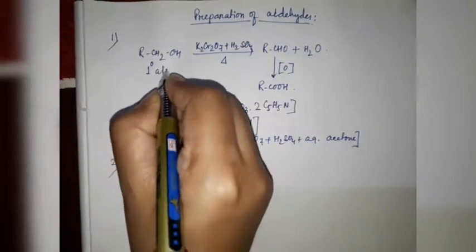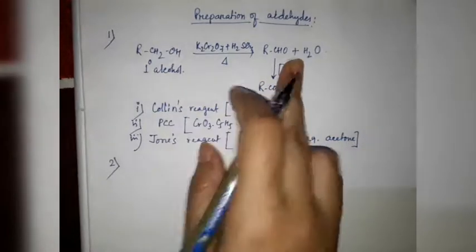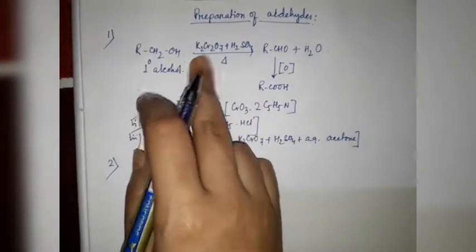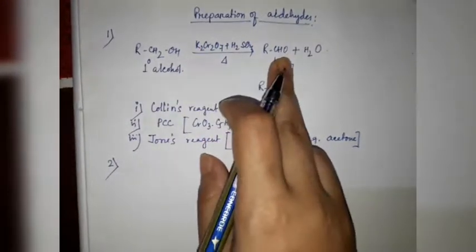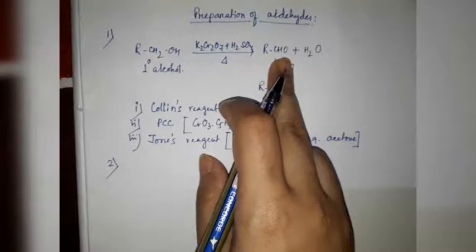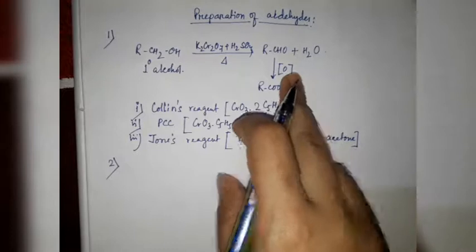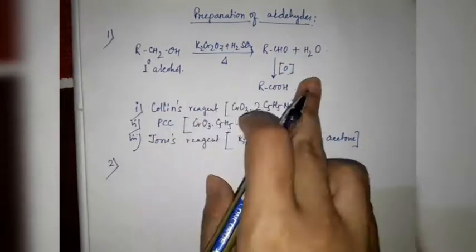So this is a 1 degree alcohol and we are getting aldehyde from this one, and we are treating this 1 degree alcohol with acidified potassium dichromate. At first we are getting aldehyde, but aldehydes are very much susceptible to oxidation as compared to the primary alcohols. That's why further oxidation occurs and we are getting carboxylic acid. So this is not a suitable process.